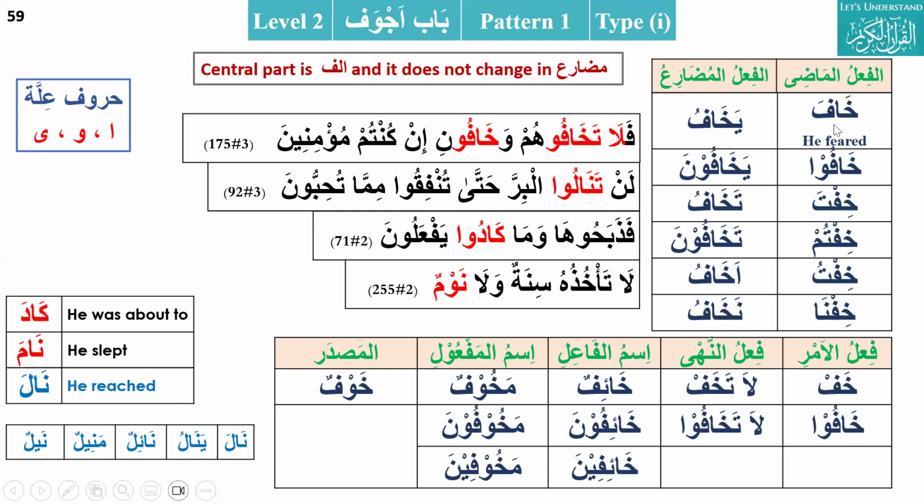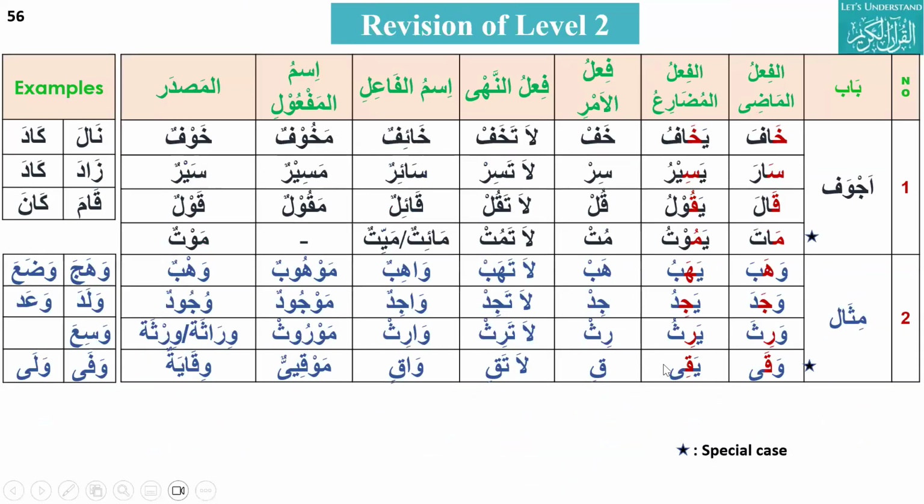Khafa, yakhafu. What is the pattern here? Alif remains alif. And why do we call it ajwaf? Because the central part, the alif, does not change in the mudare. Ajwaf means central. Because of this alif, there are three cases. One is alif remains alif. The second is alif changes to ya. And the third is alif changes to waw. So let me take one more example, and Uncle Hamid.